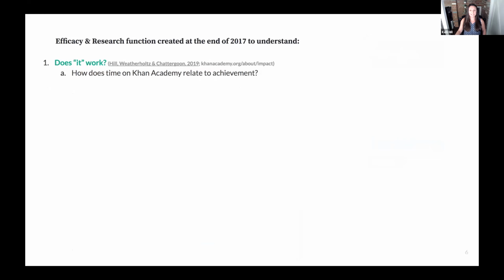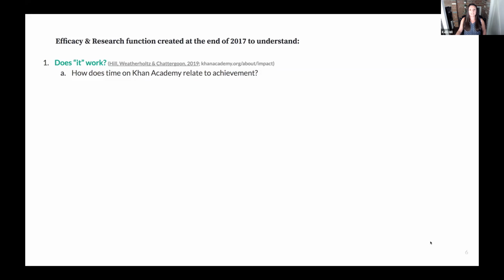And in 2017, that's when our efficacy and research function was created. So we're a really new function at Khan Academy, and our research agenda is structured to understand three really broad questions. We start off by looking at how time on Khan Academy is associated with achievement. And we have a growing body of evidence from our own studies and also from independent research, which predates our current efficacy team. And all that's posted on our impact page. You can see the link on the slide there.